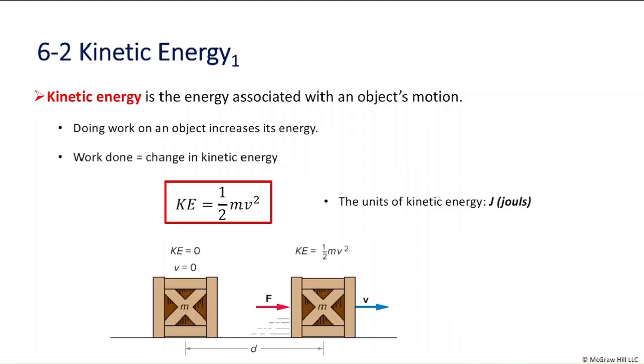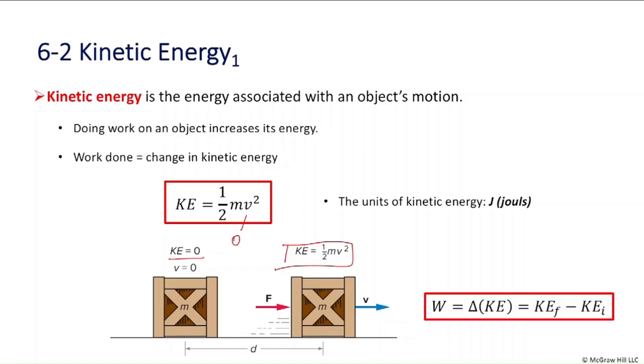Now for example, if the crate starts at rest, then its kinetic energy is 0 because velocity is 0, right? So the initial kinetic energy is 0. As we apply a force and it moves a distance d, then it gains a kinetic energy of half mv square, which is equal to the work done on it, right? So if the crate was already moving, then the increase in its kinetic energy would still equal the work done.